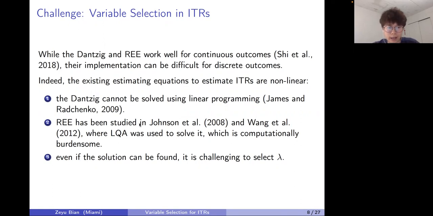And finally, even if all those solutions can be found, it's very challenging to select the tuning parameters because, as I mentioned before, we're not focusing on the predictive performance. So some popular tuning parameter selection techniques, such as the Akaike information criterion or cross-validation, would fail to select the best tuning parameter.